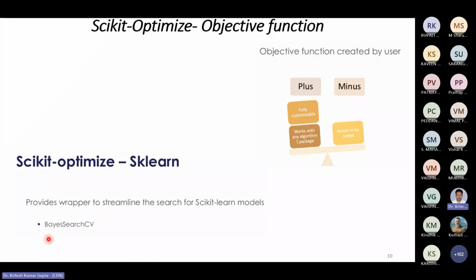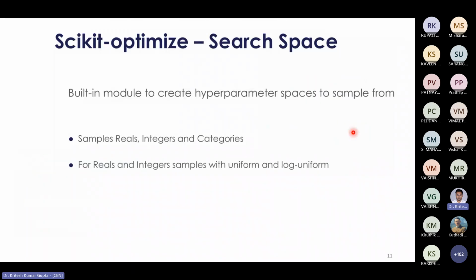So this is BayesSearchCV. This is the wrapper associated with the scikit-learn models, which can utilize Bayesian optimization for hyperparameter tuning. For hyperparameter tuning, there are different things involved. Let's see what those are. This is a built-in module to create hyperparameter spaces with sample time.